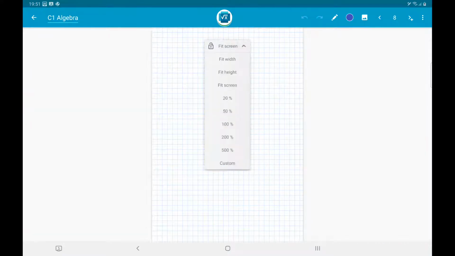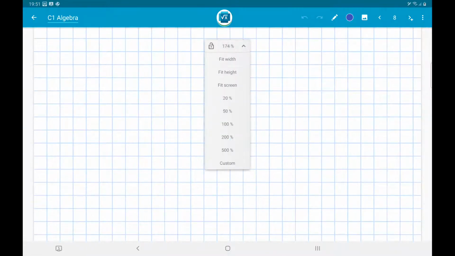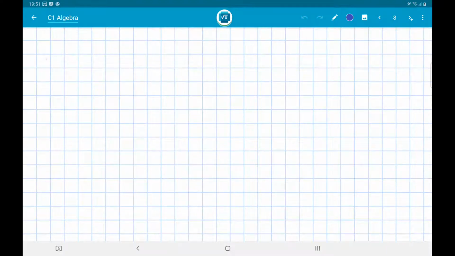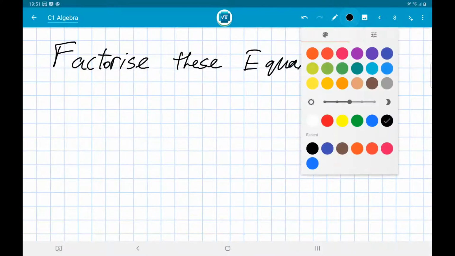Okay. We're going to start with a new page, of course, because it's a new exercise. We're just going to do fit width, lock the screen, cool, so it doesn't do anything dodgy at that point in time. So now we're going to be factorizing. Let's just write in: factorize these equations. Okay, let's go.